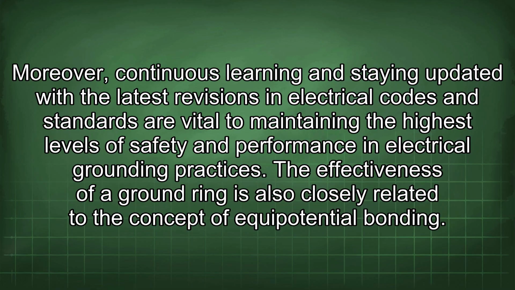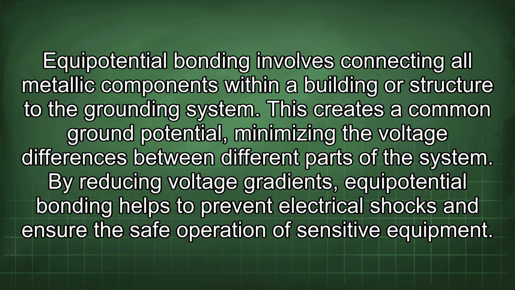The effectiveness of a ground ring is also closely related to the concept of equipotential bonding. Equipotential bonding involves connecting all metallic components within a building or structure to the grounding system. This creates a common ground potential, minimizing the voltage differences between different parts of the system. By reducing voltage gradients, equipotential bonding helps to prevent electrical shocks and ensure the safe operation of sensitive equipment.